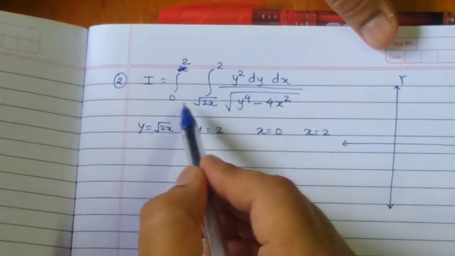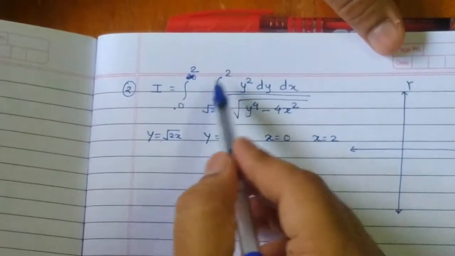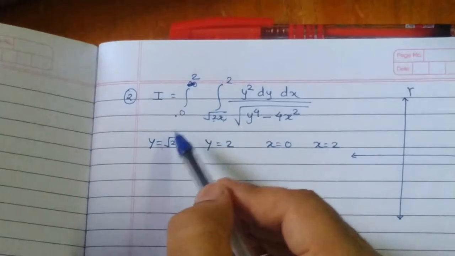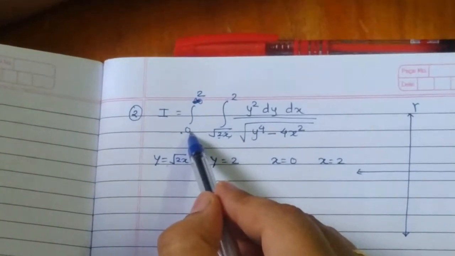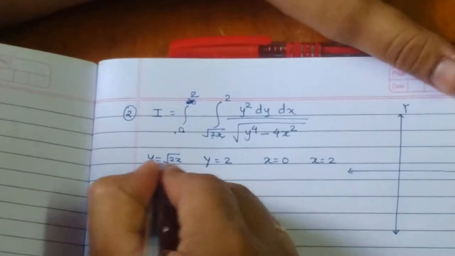Inner limits are of y and outer limits are of x. So sometimes you can say the inner limits are expressed in terms of x, hence they are the limits of y, and hence the outer limits are of x. Okay, fine. Now let us try to understand what this curve represents.